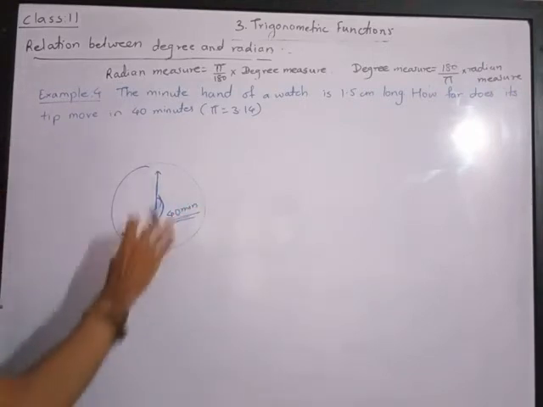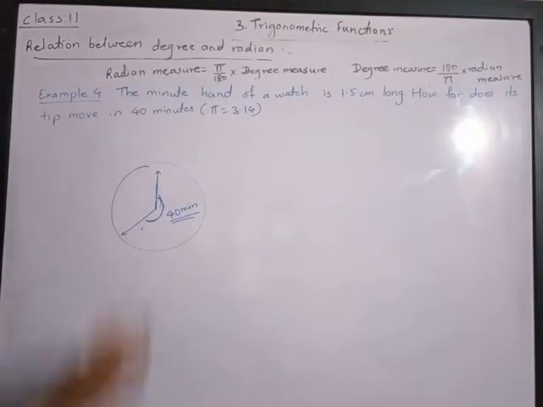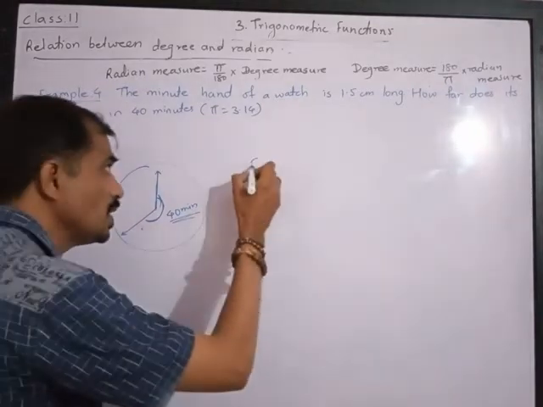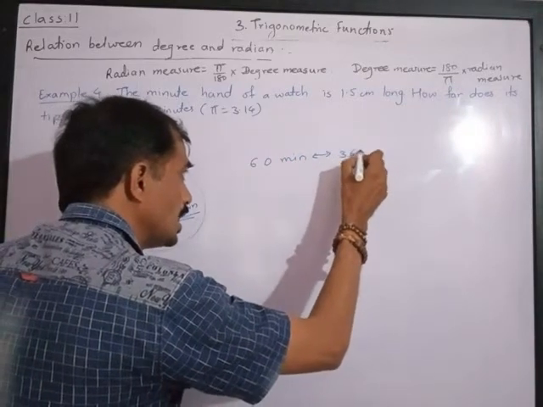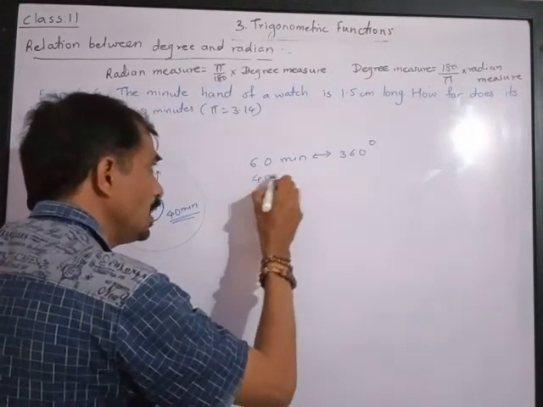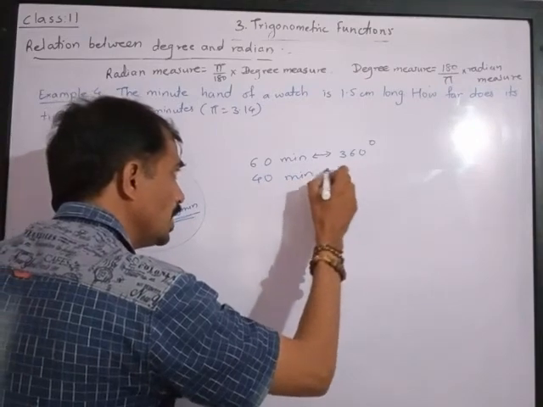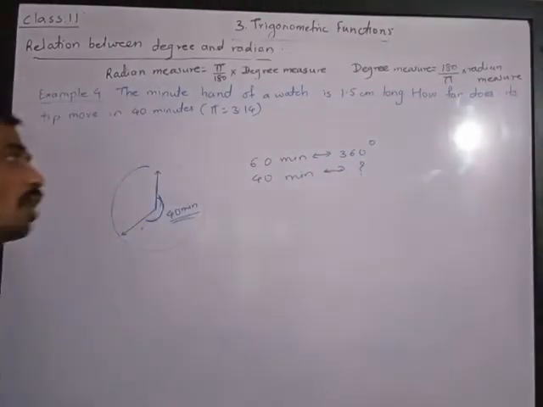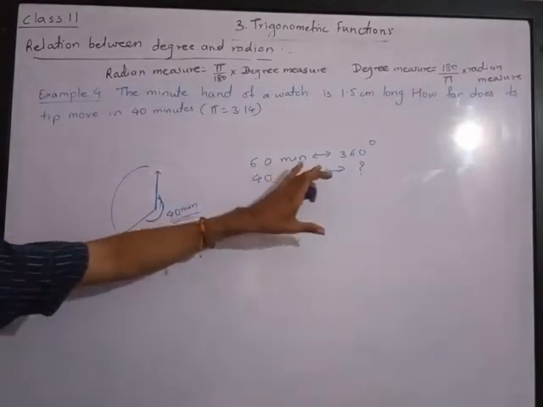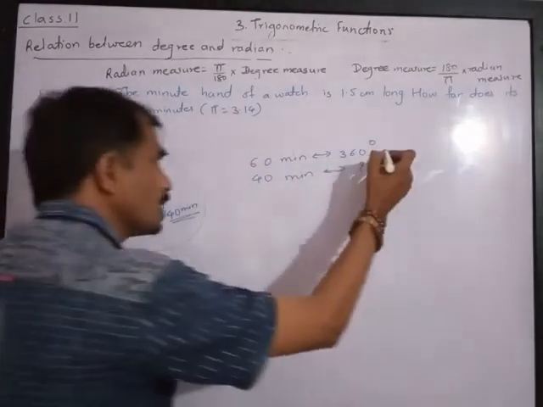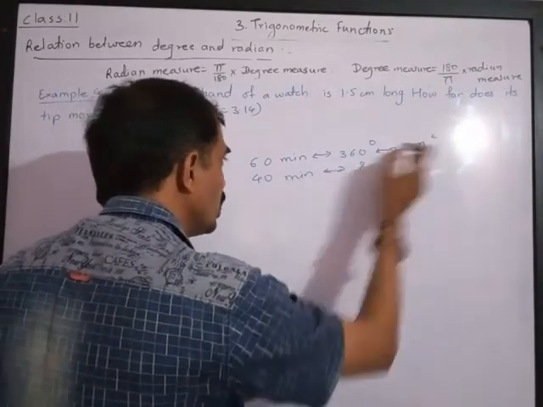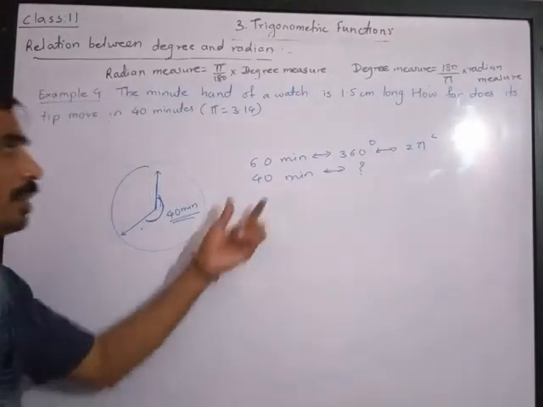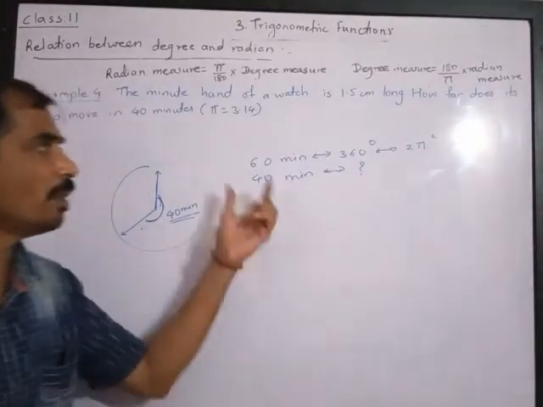Please try to understand here. 60 minutes corresponds to 360 degrees. 40 minutes corresponds to how many degrees? This is what we have to find. Or you can directly convert it into radians also: 60 minutes corresponds to 2 pi radians, and 40 minutes corresponds to how many radians? It can be found in this way also.